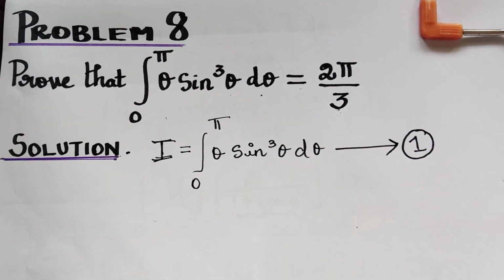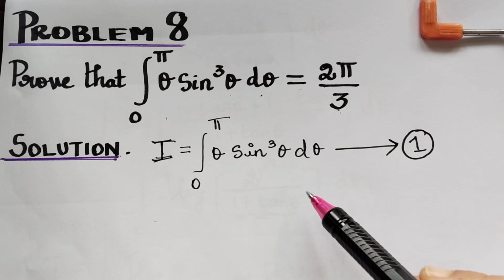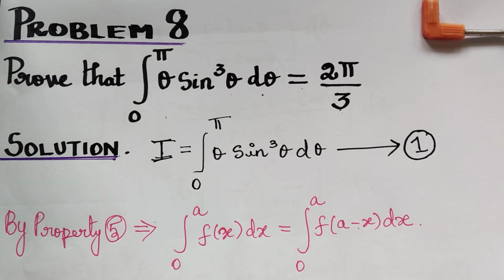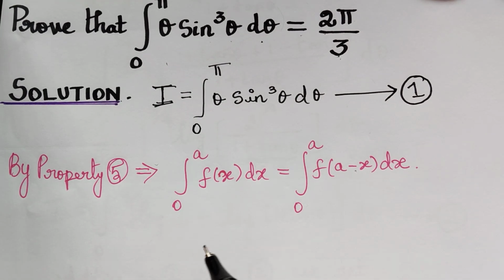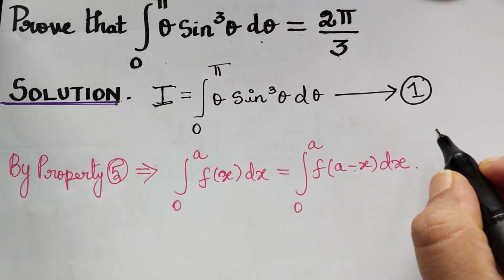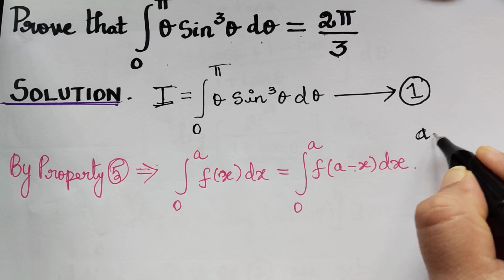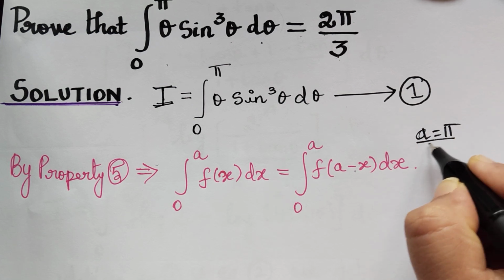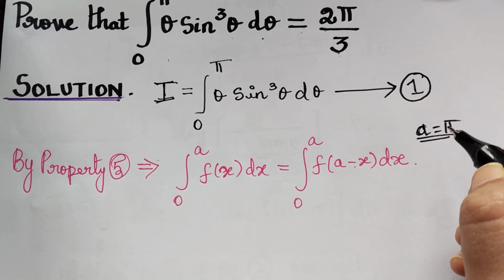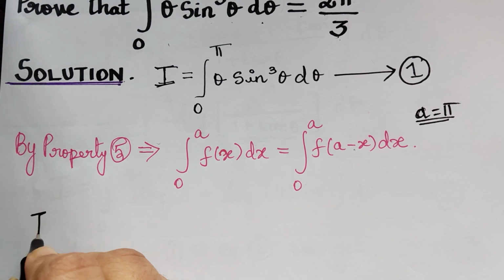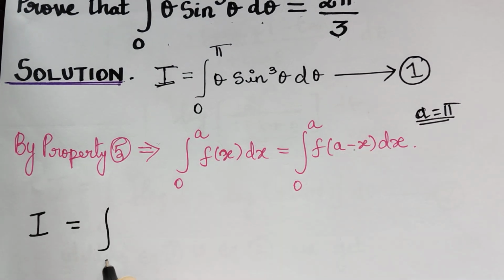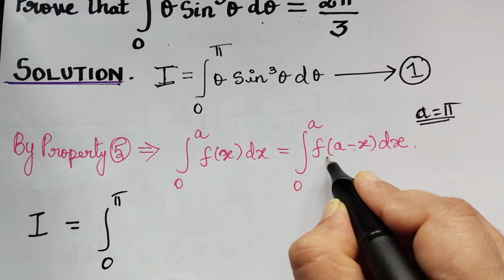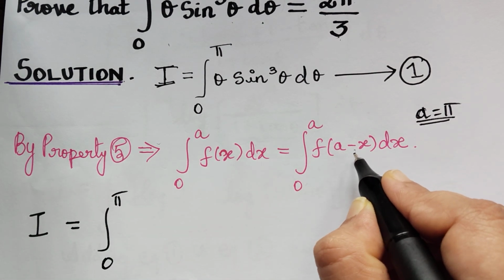Now here we are going to make use of property 5. So what does property 5 say? Now we are going to apply this property in equation 1. So how shall we apply? At the place of a, what do we have? a is equal to pi. So the upper limit is a equal to pi. Therefore the given integral capital I can also be written as integral 0 to pi f of a minus x, that is f of pi minus x.